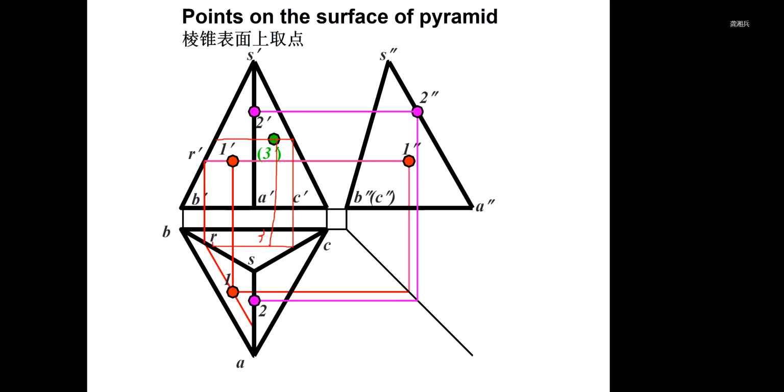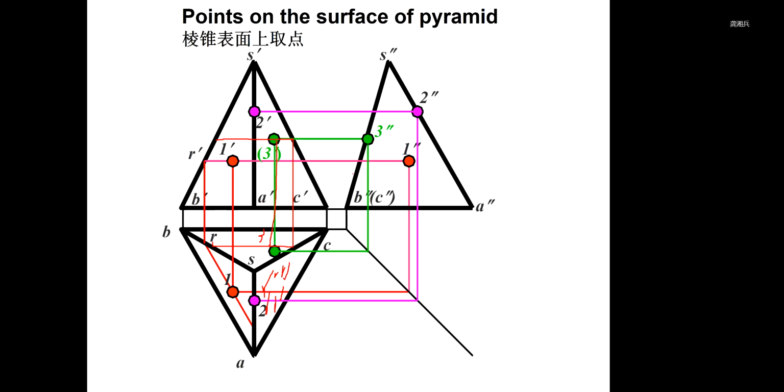And remember, when you look from the top, all the points on the surface, except on the bottom plane ABC, should be visible. From this direction, all the points on this plane are not visible, except on the edge. On the edge, we can see it, yeah, because it is on the edge. Then you can get the third one here.